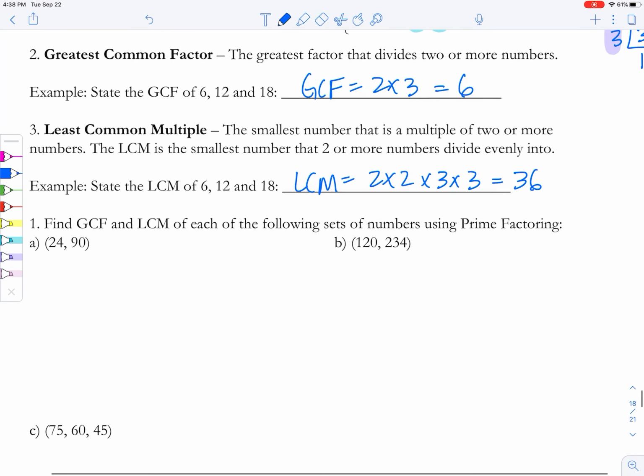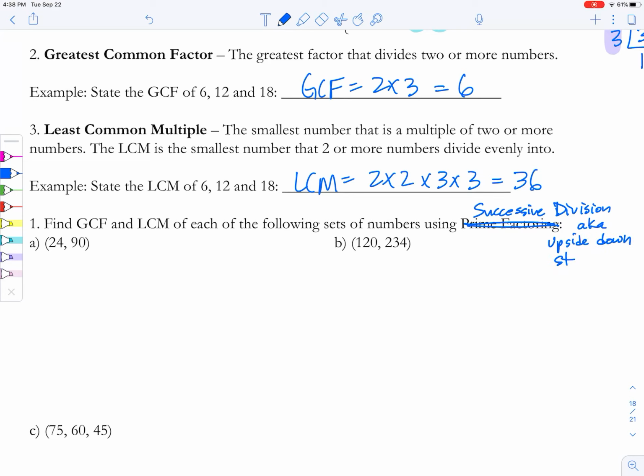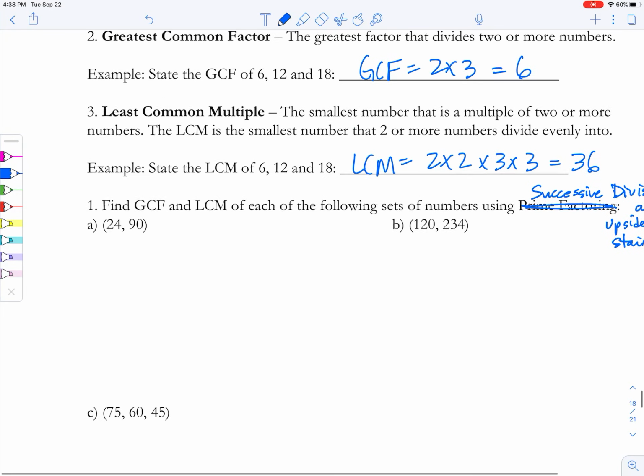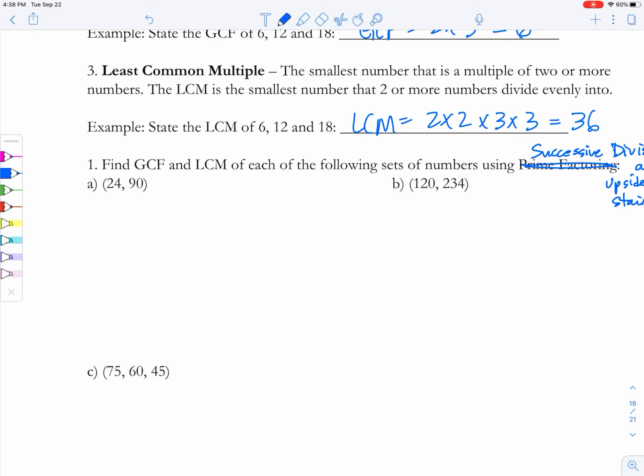So question 1 says, find the GCF and LCM of the following sets using prime factoring. We're not. We're going to use something that's officially called successive division, aka upside down staircase. Because I personally, you can always do the other way, but I find this a quick way to find the GCF and LCM. So here's what successive division looks like.